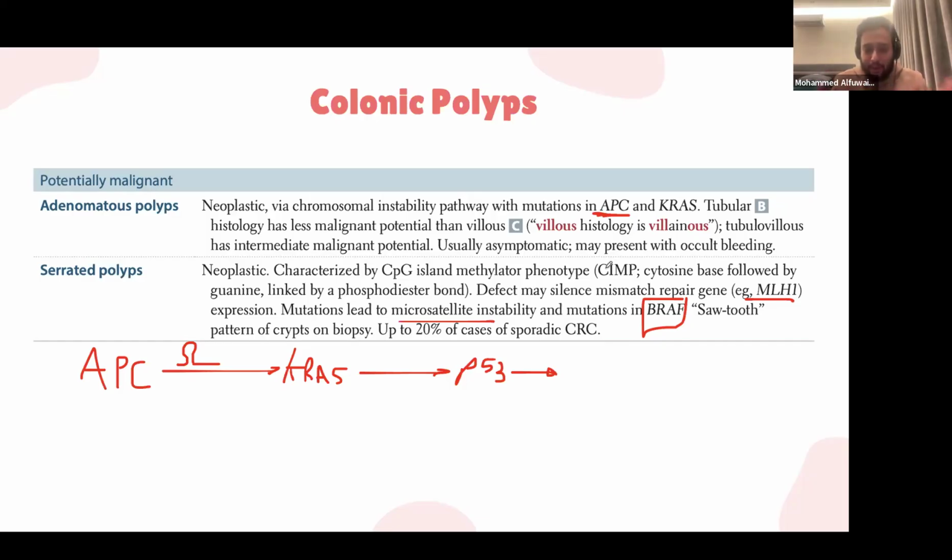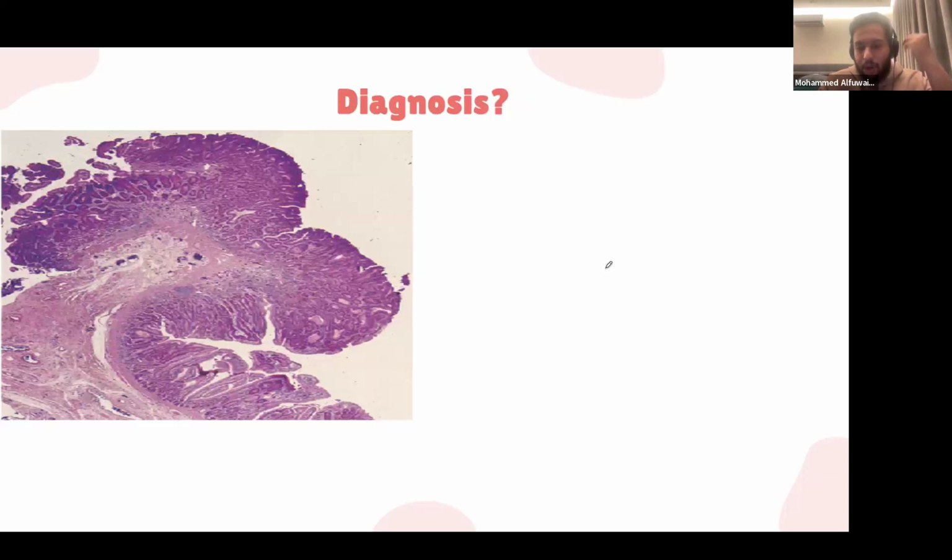Also, where in the colon do HNPCC or Lynch plus the serrated polyps form? Which side of the colon, right or left? Right side. It's also on the right side. These are the most important things to remember. Now, what type of polyp is this?